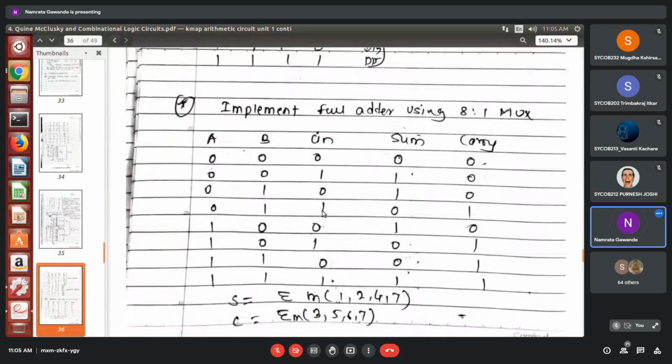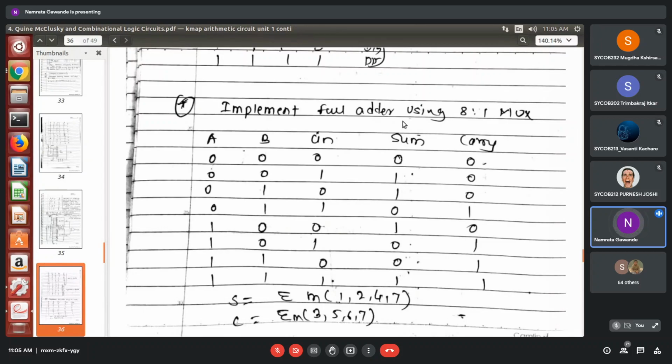Okay, now see another example. Here it is given, implement full adder using 8:1 mux. You have done the practical, right, in which you implemented the full adder. Now the question is, implement the full adder using 8:1 mux.